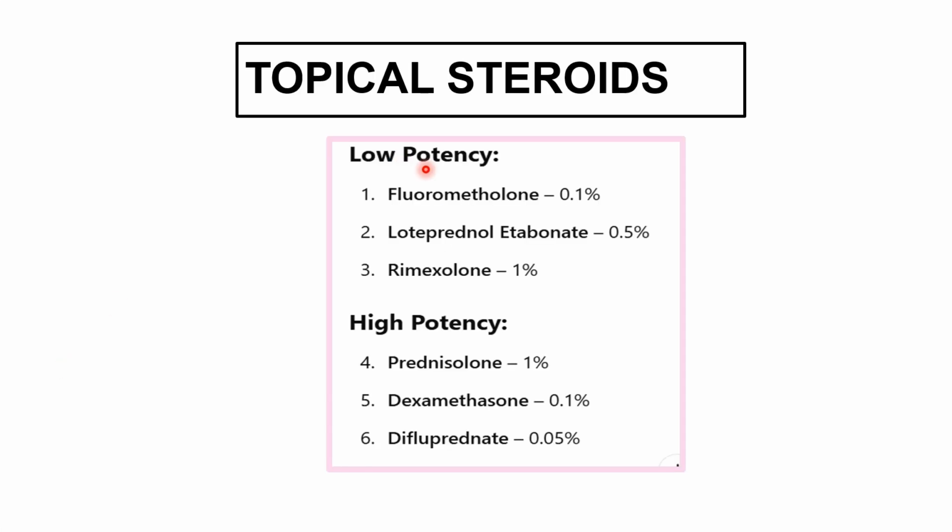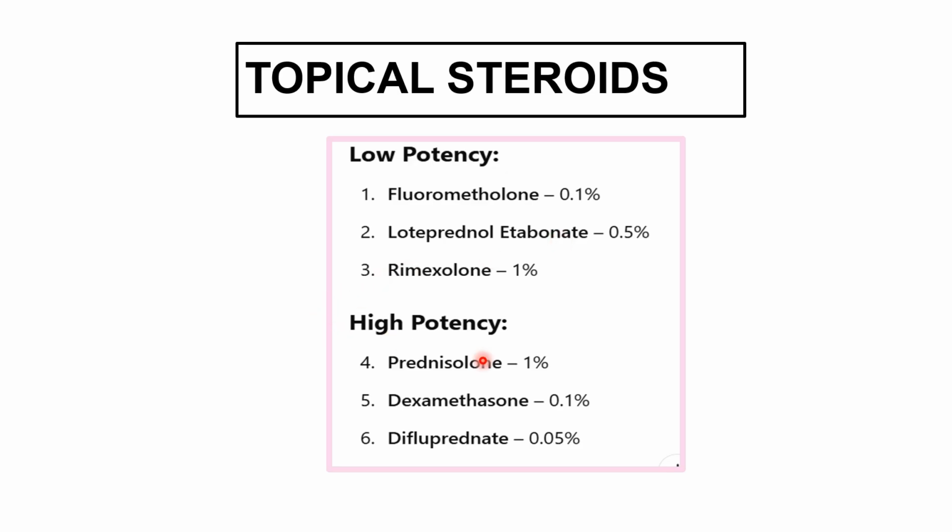So what are the steroids which are available to us? We have low potency steroids and high potency steroids. Okay, so the low potency steroids over here are loteprednol etabonate. Then we have fluorometholone and rimexolone. Now the most common one which is used and which can be titrated very well is loteprednol etabonate. Usually these are started 4 times in a day, and then you keep on tapering them over a period of 2 months or 3 months, right?